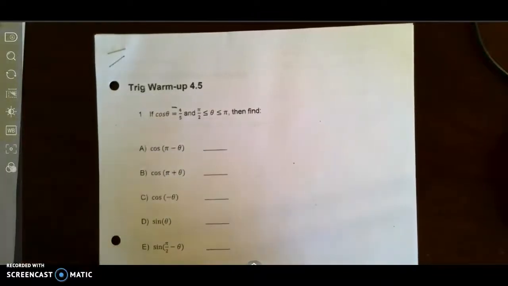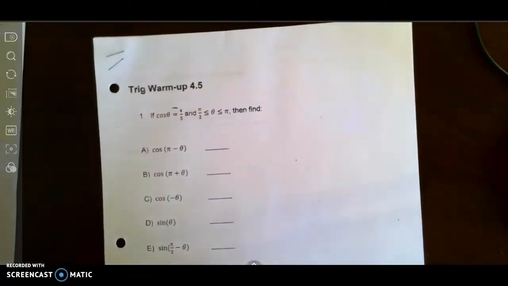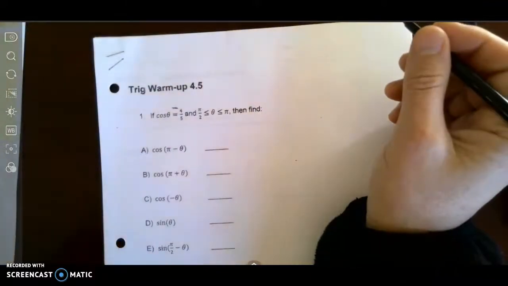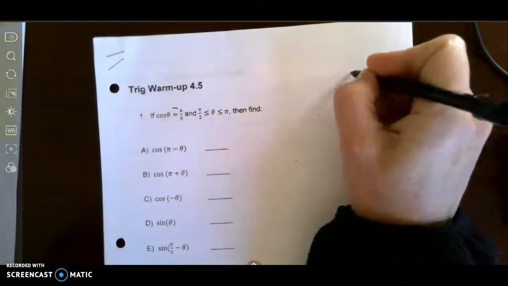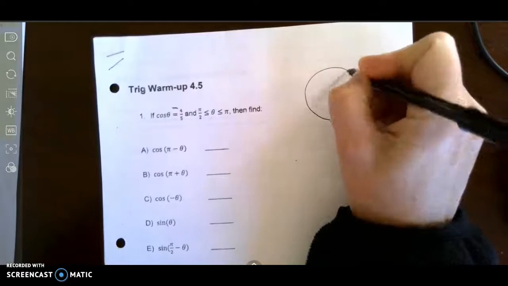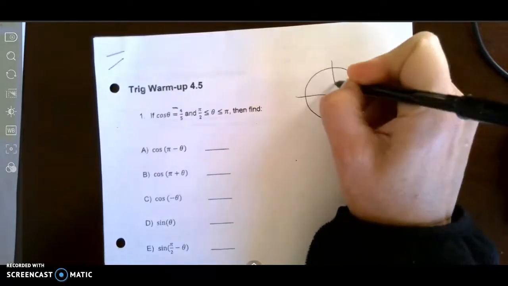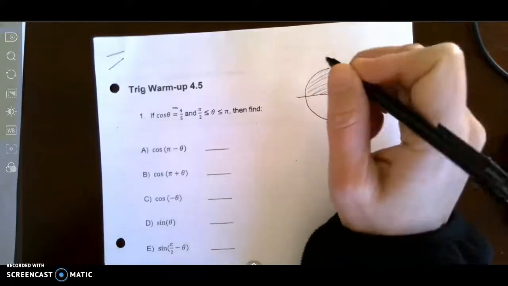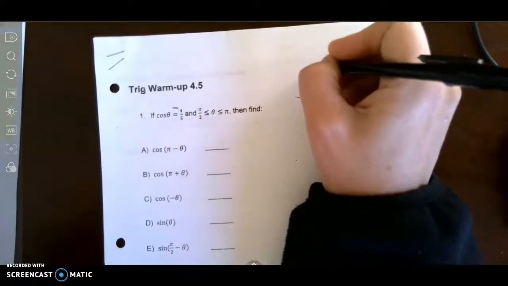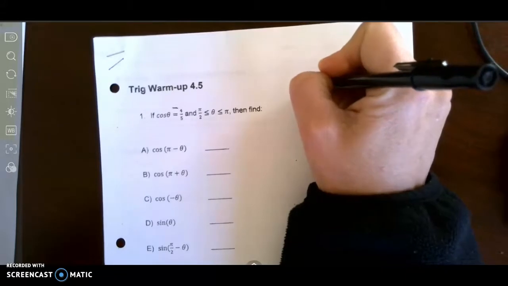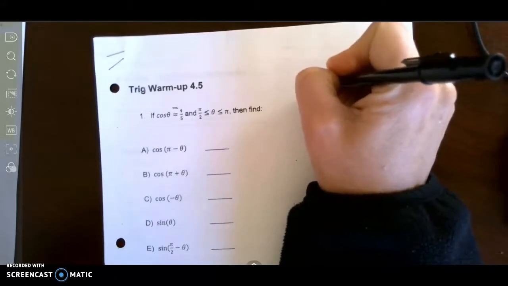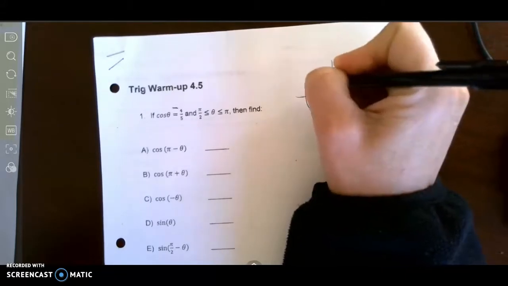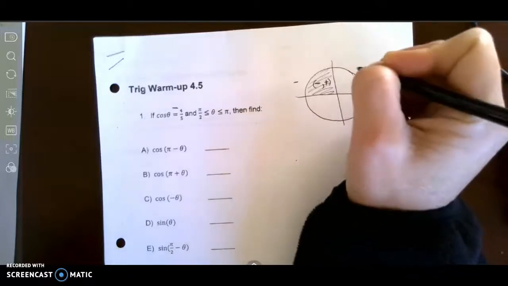Our warm-up is a good review from the unit that we just finished. If the cosine of theta is -4/5 and theta is between pi over 2 and pi, so let's think to ourselves, pi over 2 and pi is quadrant 2, and in quadrant 2, remember that cosine is negative, sine is positive, and then tangent is negative.